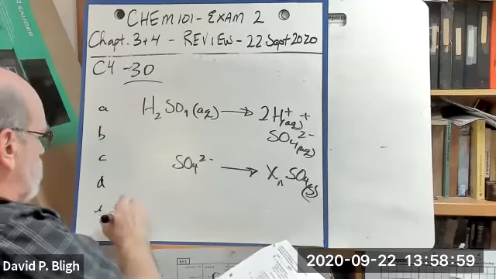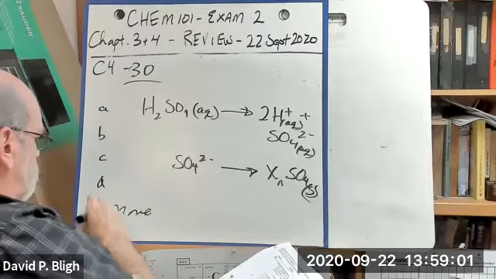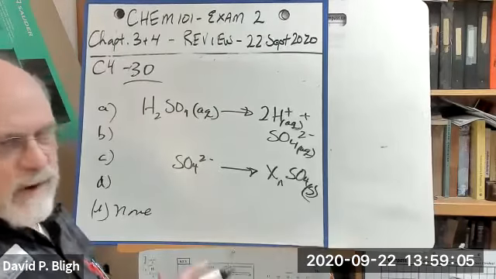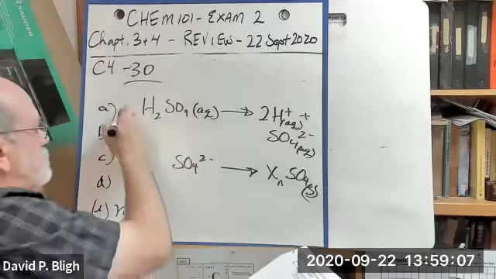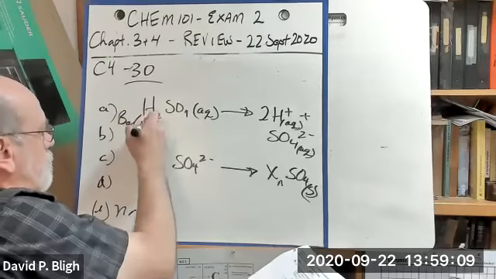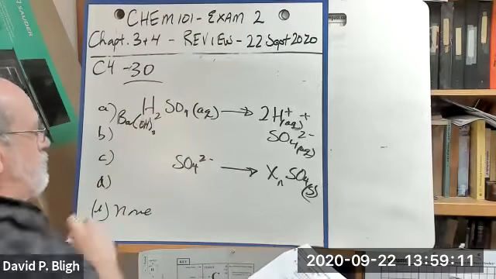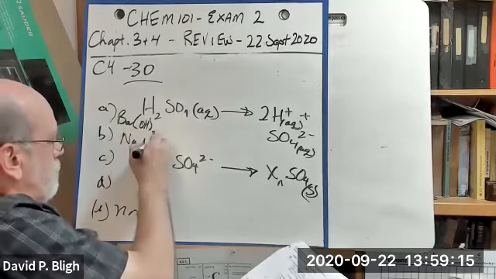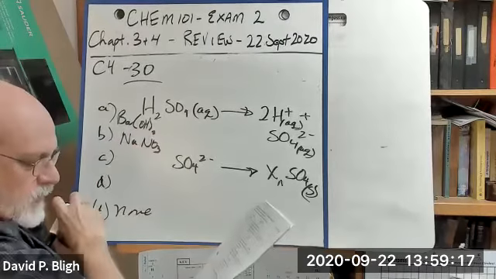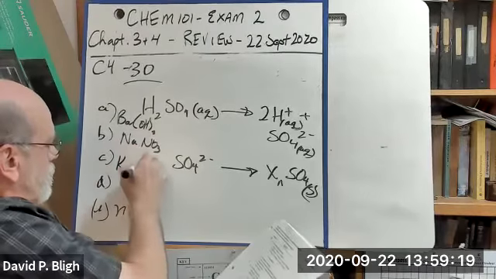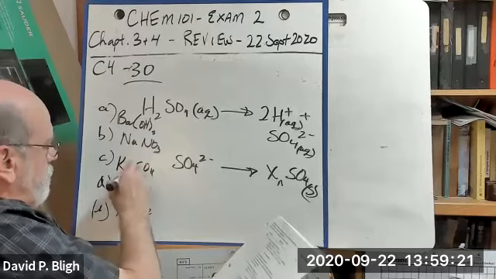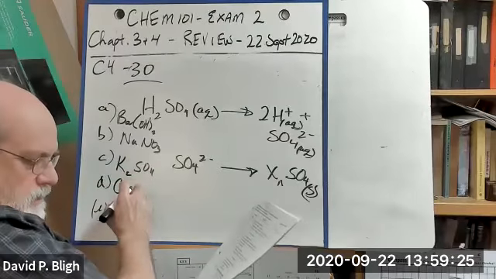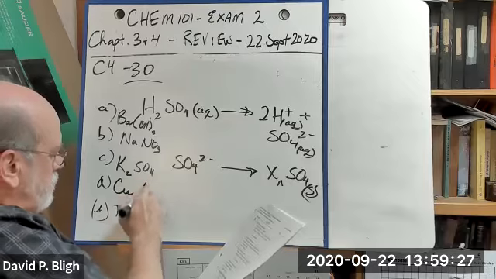And E is none. Okay. So the first one is barium hydroxide, right? Second one is sodium nitrate. Third one is potassium sulfate. And the fourth one is copper(II) nitrate.